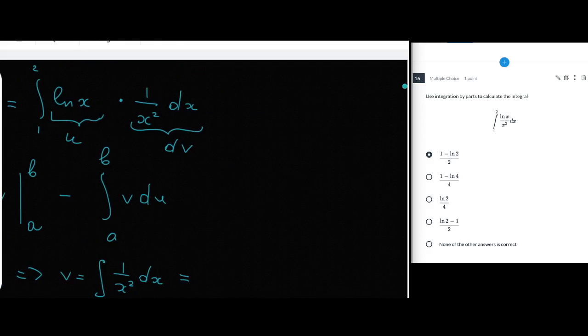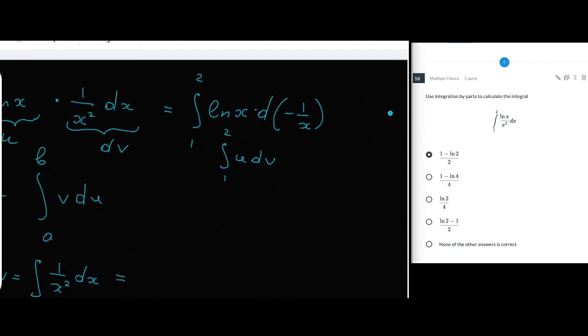Okay, so once we've determined what v is, I'm going to rewrite the original integral as the integral of ln of x, which is our u, times the differential of v, and we found that v is negative 1 over x. So this is the form we want to write our original integral in order to apply integration by parts, integral of u dv. And so now it matches this form. U is ln of x, v is negative 1 over x, and our integral is of the form integral of u dv.